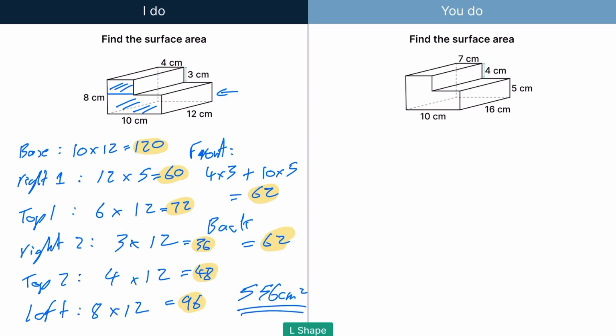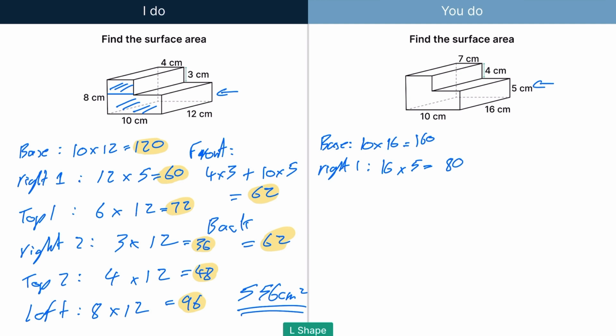Okay, so hopefully you've pressed pause and had a go at the example on the right. Again, we can just start off with the base, and the base is just going to be 10 times 16, which is 160. And then we can go to the right one. Because there's 2s on the right, that will be this one here. That will be 16 times 5. 16 times 5 gives us 80.